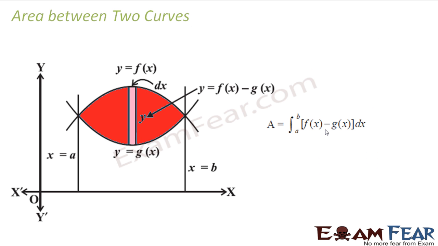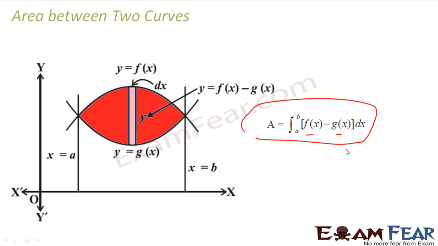Let's take a new topic called area between two curves. Here we have two curves defined and we have to find the area between them. So in this case, if f(x) is this function and g(x) is this curve, the area will be the integral of f(x) minus g(x) dx, integrated from a to b.